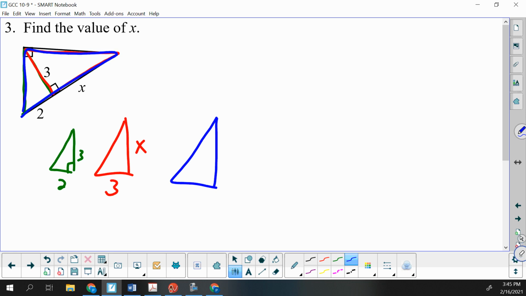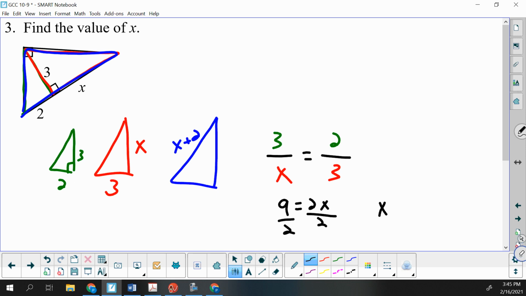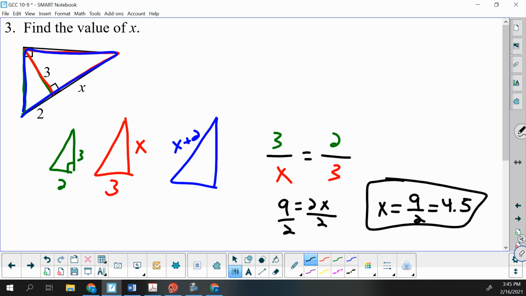Third triangle, don't know, x plus 2. So working with the green and the red, we could have 3 in the green matching x in the red, goes with 2 in the green and 3 in the red. Cross multiplying gives us 9 equals 2x. When you divide by 2, you could say either x is 9 halves, or that's a terminating decimal, so you can leave it as a decimal if you want, so 4.5.